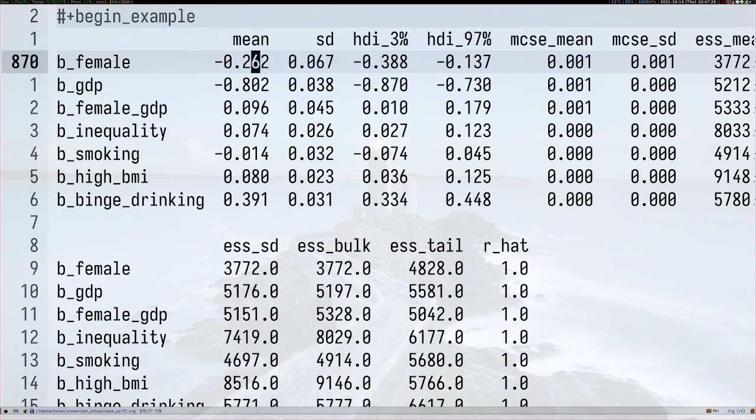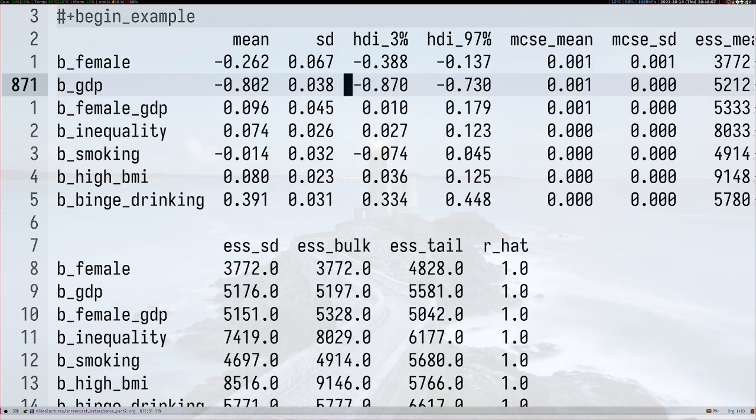Then if you look at the coefficients, we see, which we already saw in the figure when we started, that mortality for women is lower than for men. So the mean of the posterior distribution for B female is minus 0.26. And if you look at the 94% credibility interval, the value of the coefficient lies between minus 0.39 and minus 0.1314.